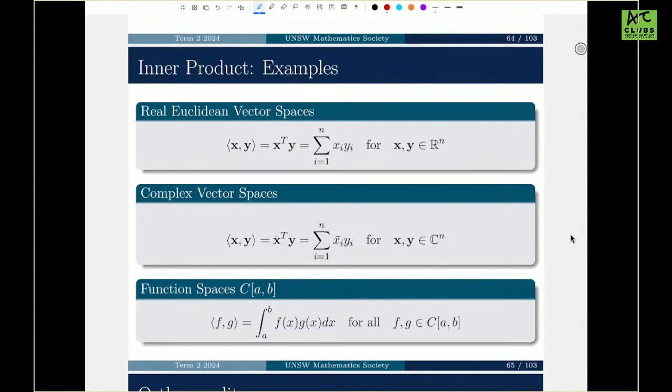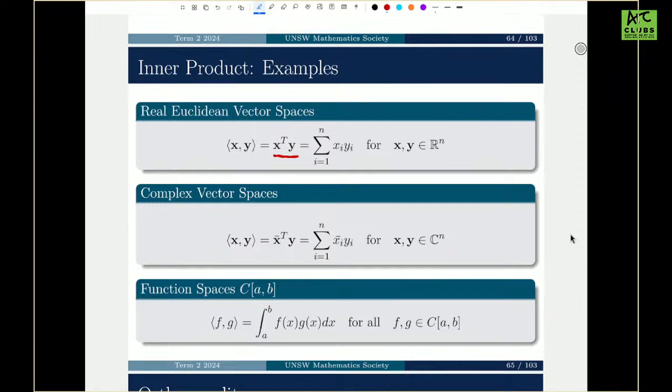You just multiply the first x component by the first y component, multiply the second x component by the second y component, and so on, and add all those together. So it's just the standard dot product that we've seen. And we can think of this as a matrix multiplication. We take our x vector, take the transpose of it, and then do the matrix multiplication with y. That's really what's going on behind the scenes when we take the dot product.